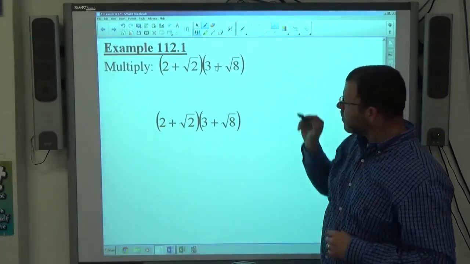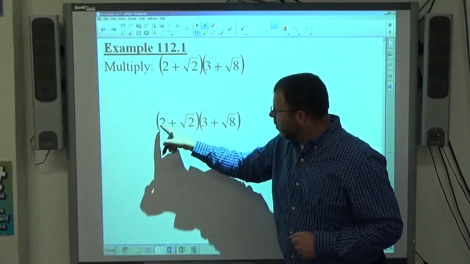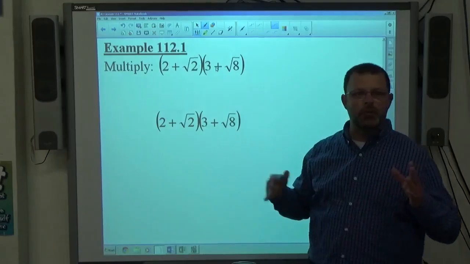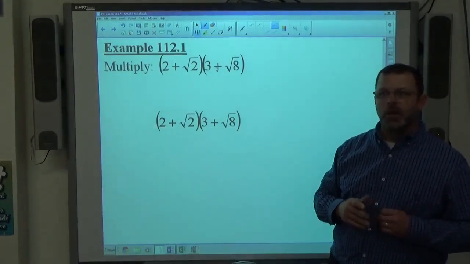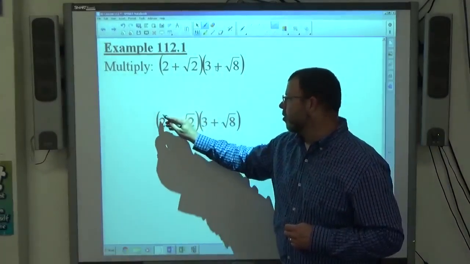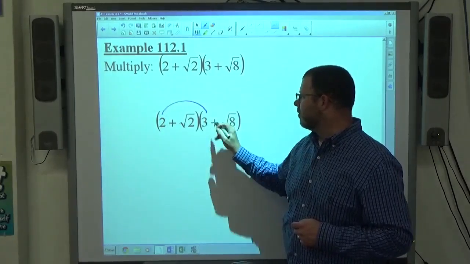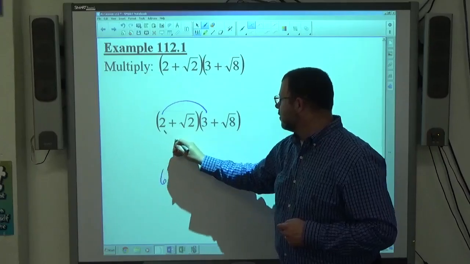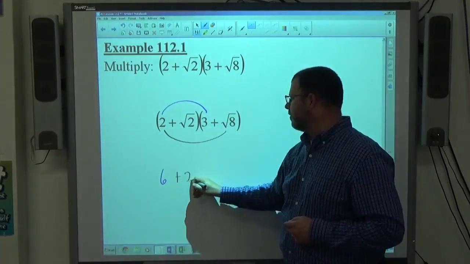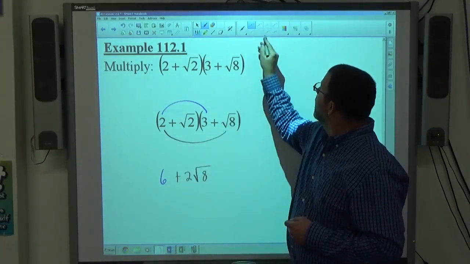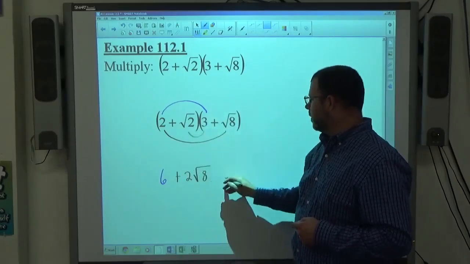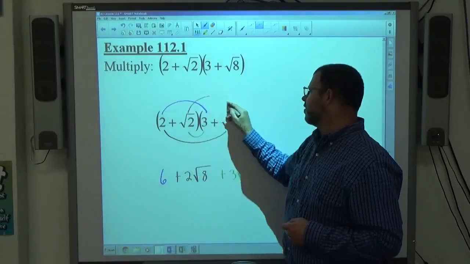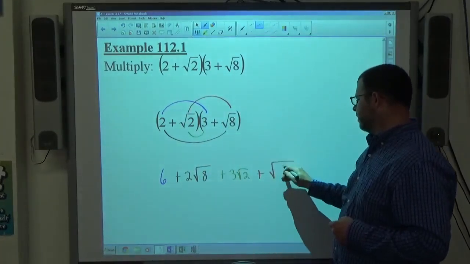If you look at the structure of these, 2 plus the square root of 2 is a binomial, 3 plus the square root of 8 is a binomial, neither one of which can be added together in the current form. So it's a binomial times a binomial, which leads me to using FOIL. First times first is 6. Outside times outside is going to be plus 2 times the square root of 8. Inside times inside is going to be plus 3 times the square root of 2. And last times last is going to be plus the square root of 16.